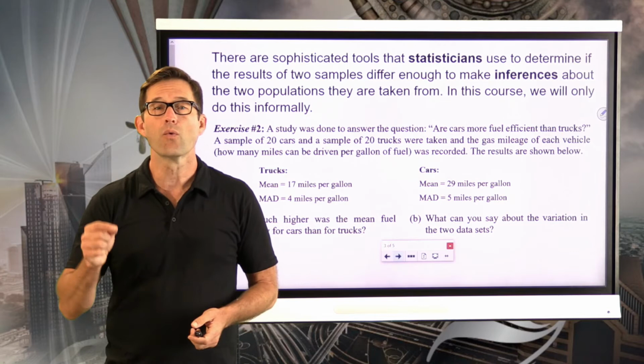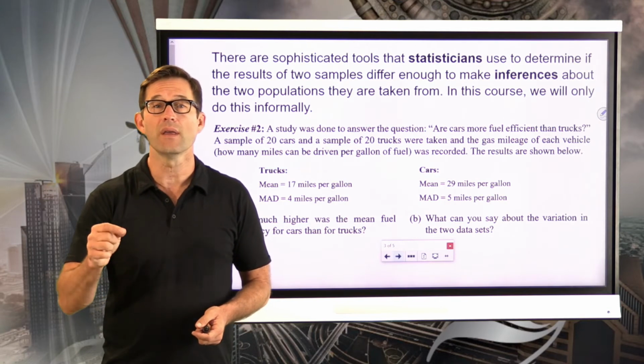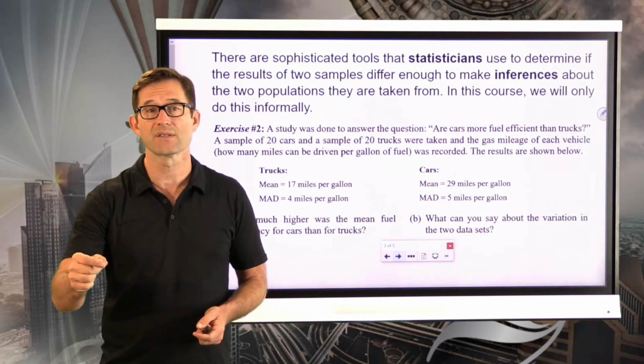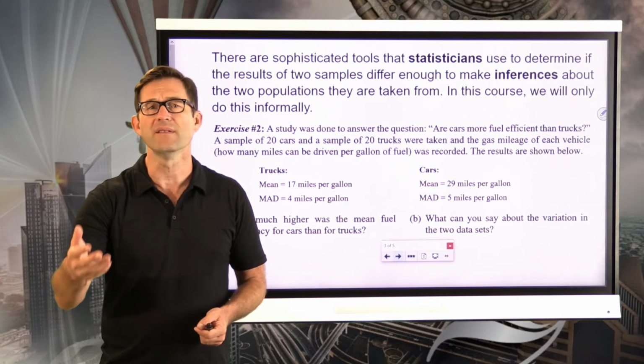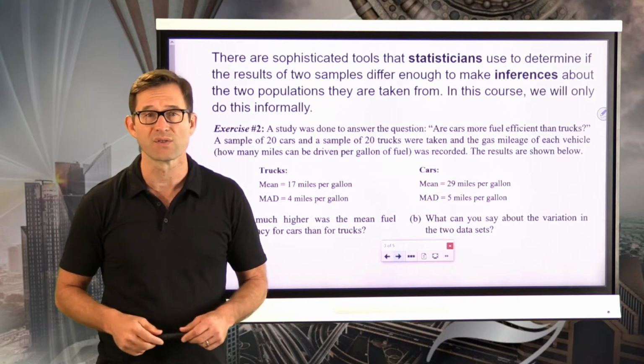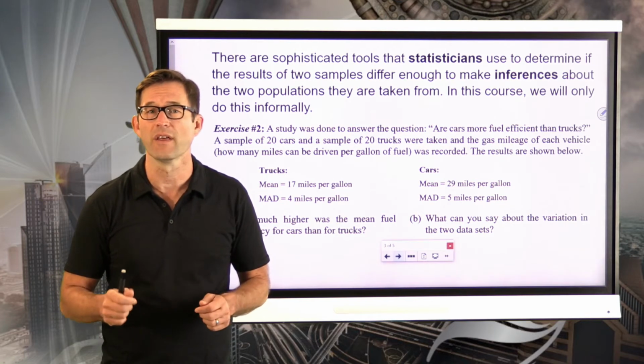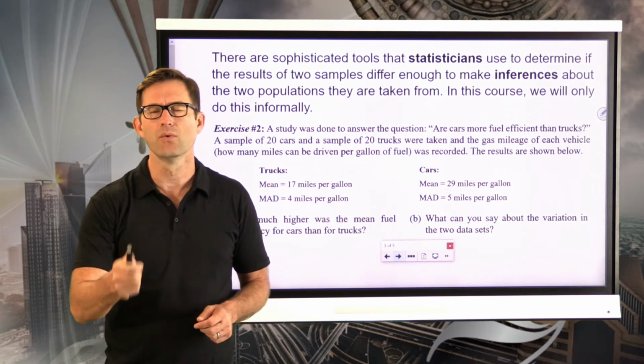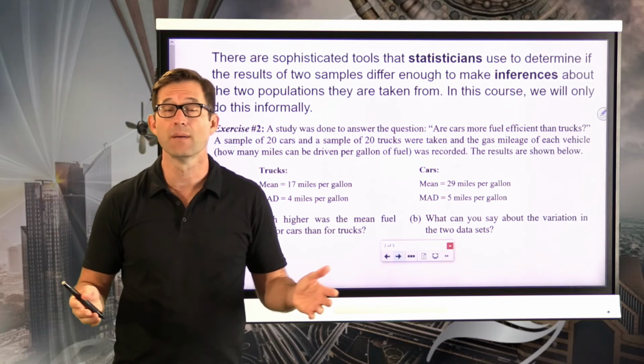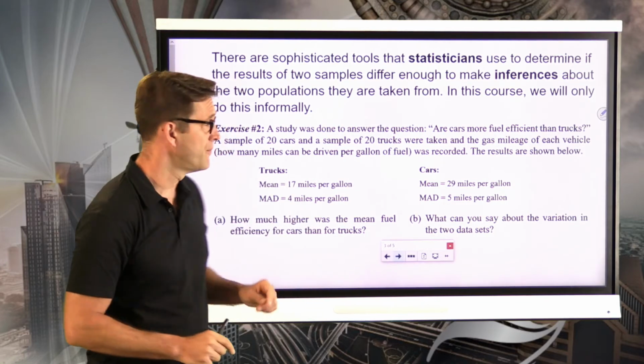In fact, you won't really develop those tools until you either take college level statistics or an AP statistics course maybe later on in high school, okay? We can only do it informally, and I wish I could give you really solid absolute rules, but I just simply can't, not at this level.